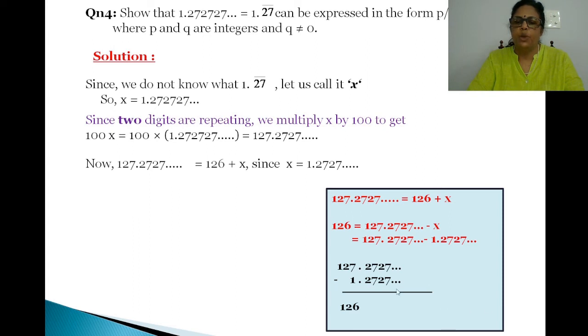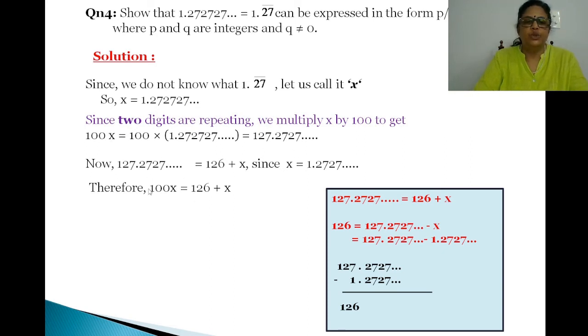127.00000 will consider as 126. So 1.27 bar, 127.2727 etc., is equal to 126 plus x. So 127.2727 etc. is equal to 100x. 100x is 126 plus x.